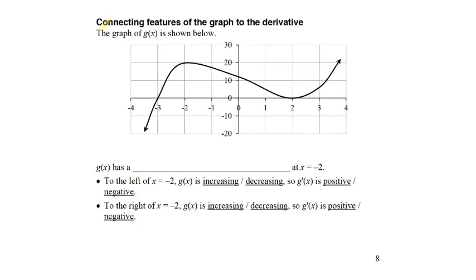So now we need to connect the features of a graph and its derivative. So far we've looked at graphs alone and critical points, which come from a derivative, but now we need to tie those together. So down below, this function g of x, we're asked to describe it at the point x equals -2. So when we look at -2, we look up towards our graph and we can see that we have a relative max when the function is at -2.